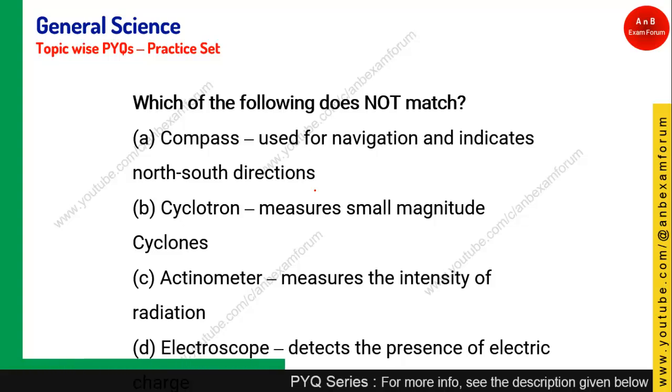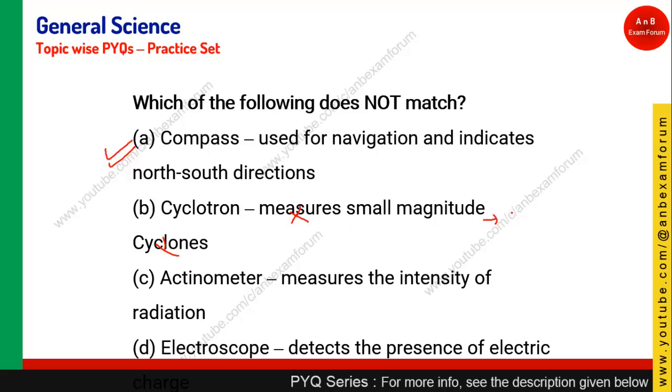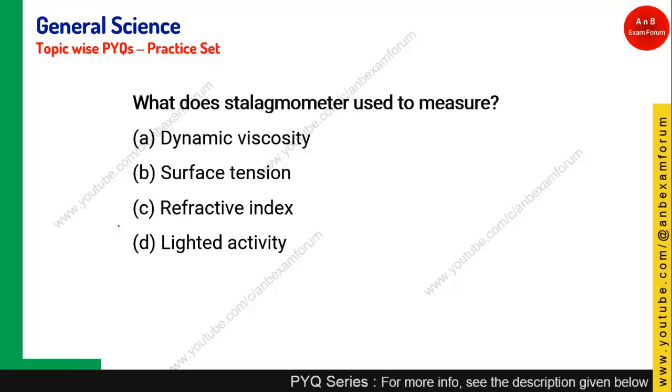Which of the following does not match? Compass used for navigation and indicate north-south direction. Yes, compass is used to find the direction with reference to north. Cyclotron measures small magnitude cyclone. No, this is basically an accelerator which is going to accelerate positively charged particles. So this does not match. Let's see the next question.